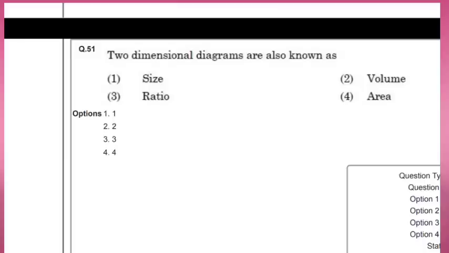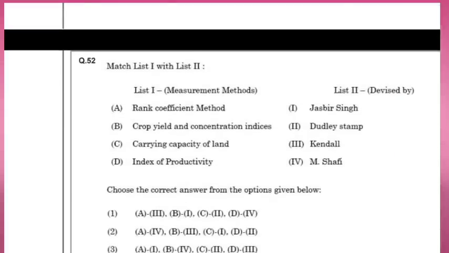There are the NTA NET answer key, and 4 is the right answer. And next question, the match: A, rank coefficient method, Kendall; B, crop yield and concentration idea, Jasbir Singh; C, carrying capacity of land; and match D, index productivity, Stamp. So definitely one option is the correct answer.